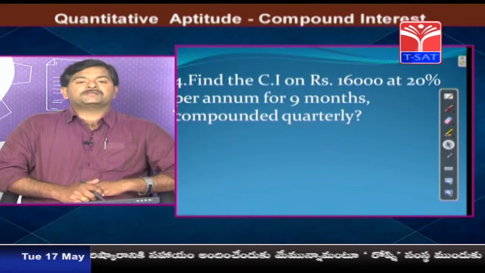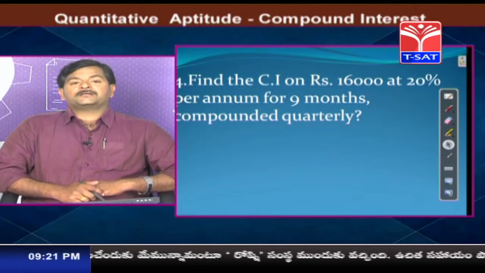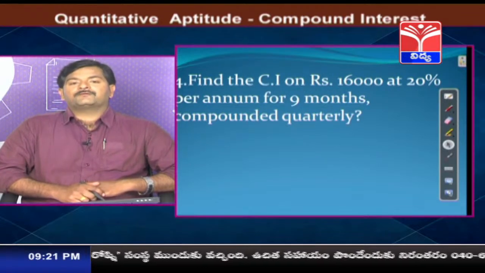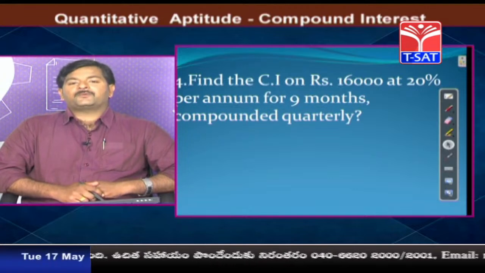Okay, I hope you understood. Keep this concept in mind. Now we will move to the next question. Here is the 4th question. Find the compound interest on rupees 16,000 at 20% per annum for 9 months, compounded quarterly.